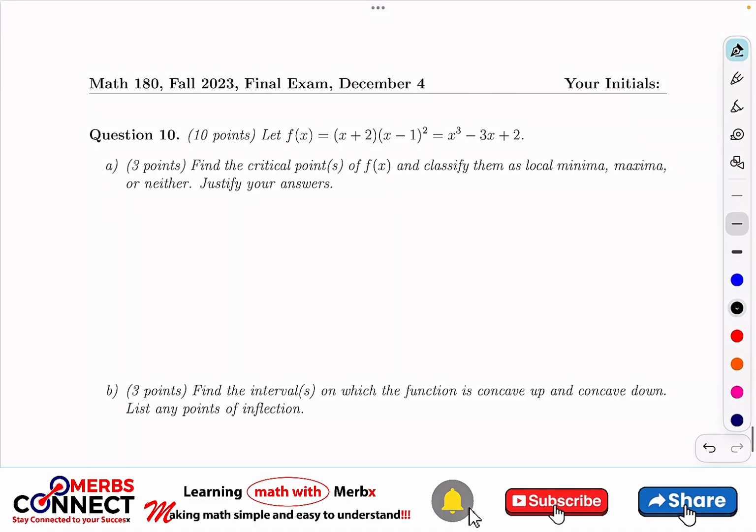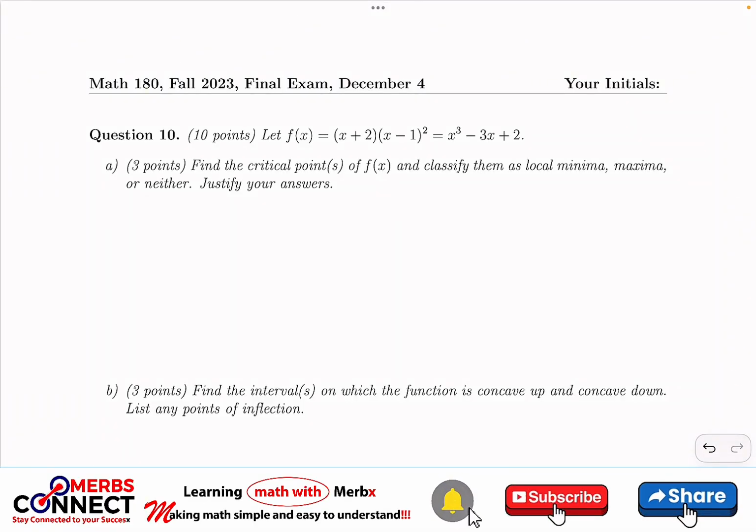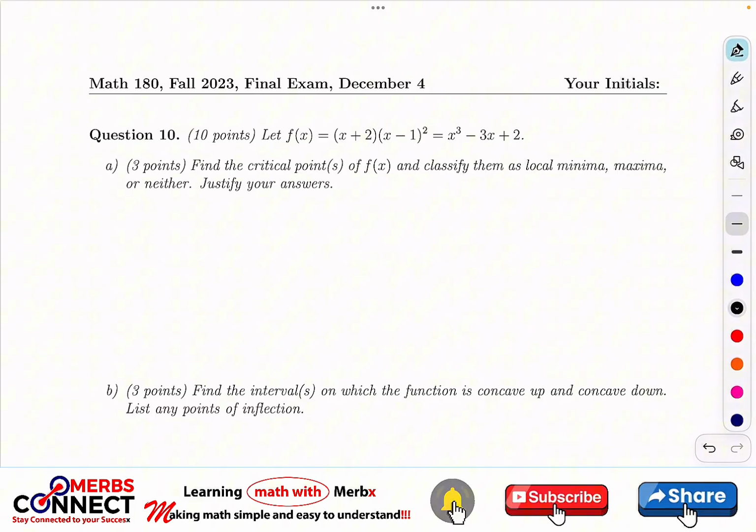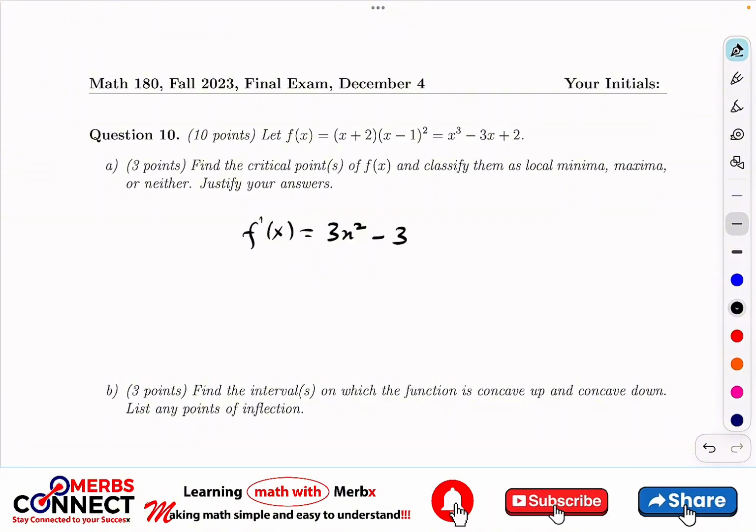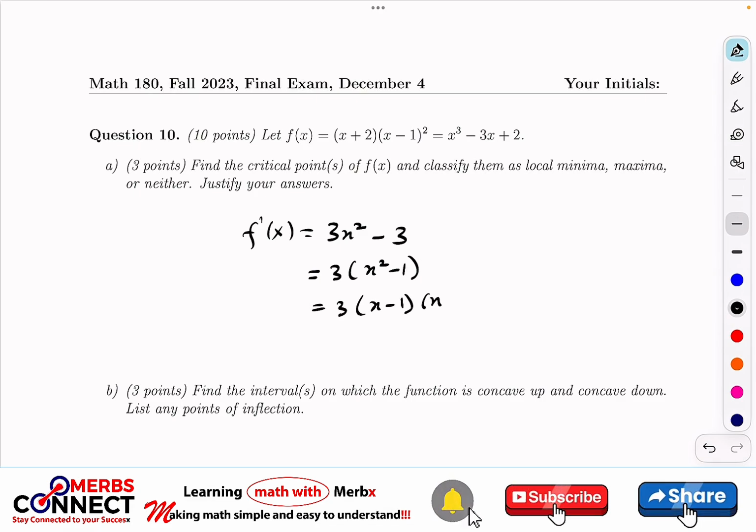We are almost done. Okay. Find the critical point or points of the function and then classify them, whether local maximum, minimum, or we don't have. Okay, so let's do that. So critical point, first we need f prime. They've expanded the function for us. So f prime is 3x squared minus 3. That's nice. So I can factor 3 out and have x squared minus 1. And then this one here is x minus 1, x plus 1.